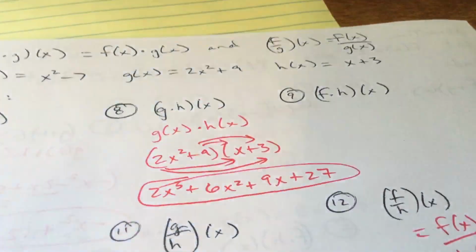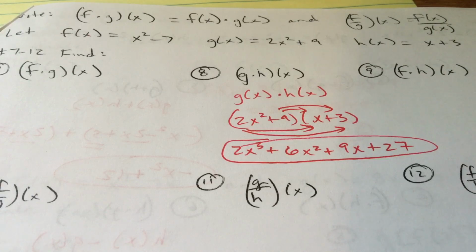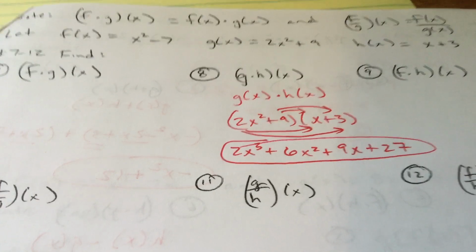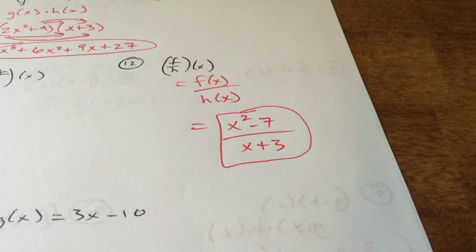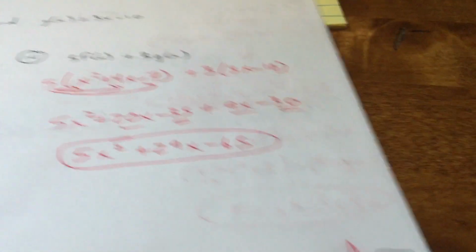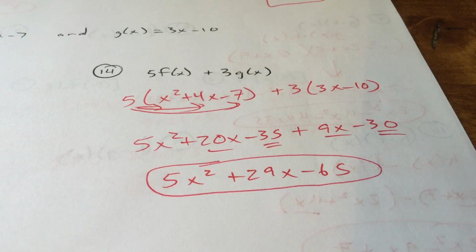So g times h of x is simply g of x times h of x. Put them next to each other and multiply. First, outer, inner, last. And f of x divided by h of x is simply that. Boom, you're done. All right, number 14, just do 5 times what f of x is plus 3 times what g of x is and combine like terms.